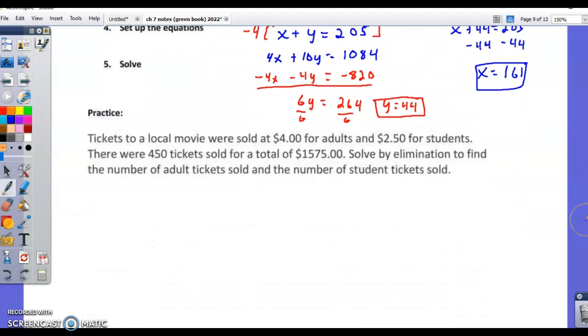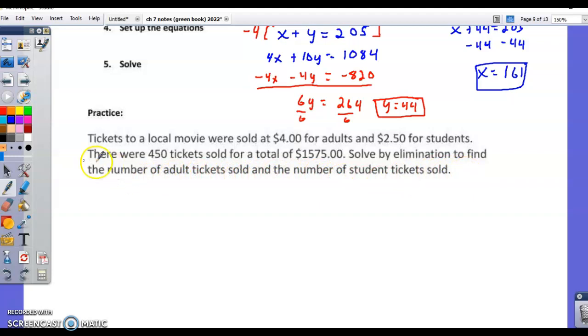So go ahead and take a look at the second one. Maybe pause this, see if you can set it up, then unpause it and we'll walk through it. So reading this, tickets at a local movie were sold at $4 for adults, $2.50 for students. There were 450 tickets sold for a total of $1,575. Solve by elimination to find the number of adult tickets sold and the number of student tickets sold.